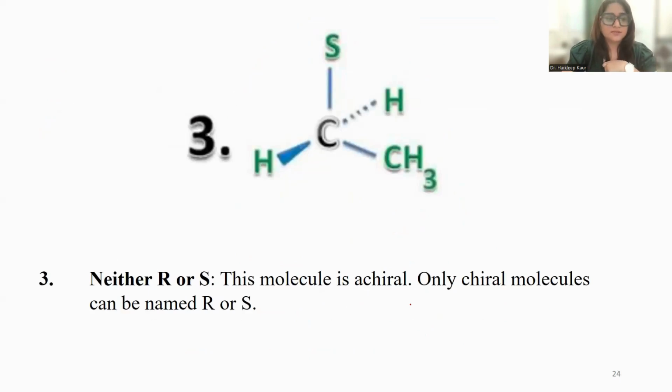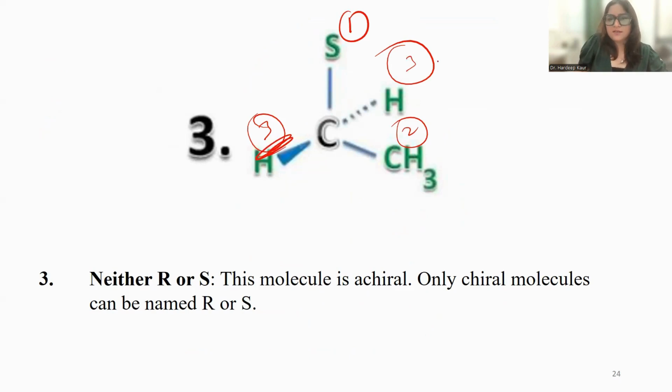So here it is this. Now the question is, in this example, can we give the R and S configuration? Okay, let's check. This is one number, second number. Oh, to whom do I give the third and fourth? Because both are the same. There is no chiral center. This molecule has no asymmetric center. It is not attached to four different groups. So we will say neither R nor S. This molecule is achiral. So only chiral molecules can be designated with R and S configuration.